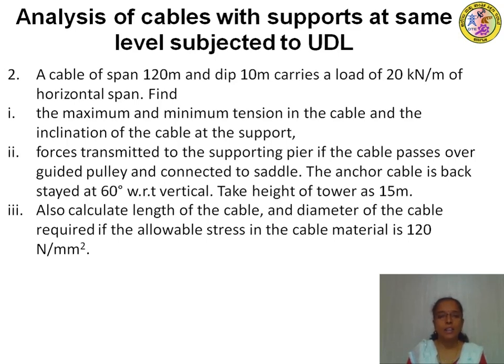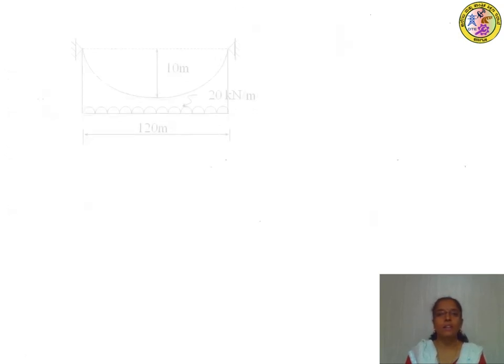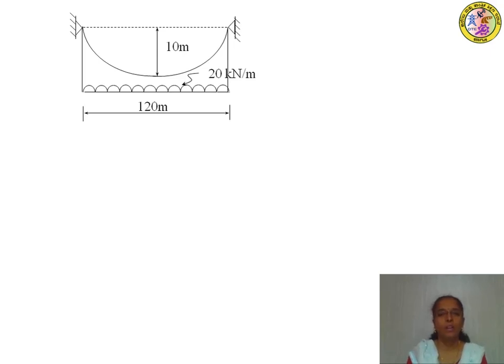Also calculate the length of the cable and the diameter of the cable required if the allowable stress in the cable material is 120 Newton per mm square. This is the given problem. Now we will write the given problem in the form of a figure. It is a cable of span 120 meter and dip 10 meter, subjected to UDL of intensity 20 kilonewton per meter. As it is subjected to UDL, the shape of the cable will be in the form of a parabola.